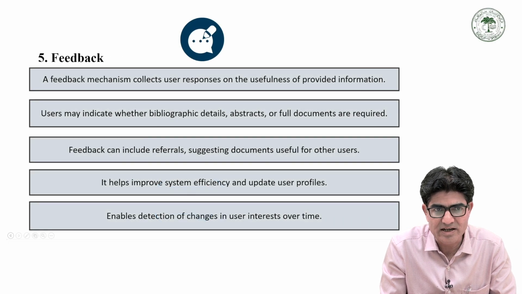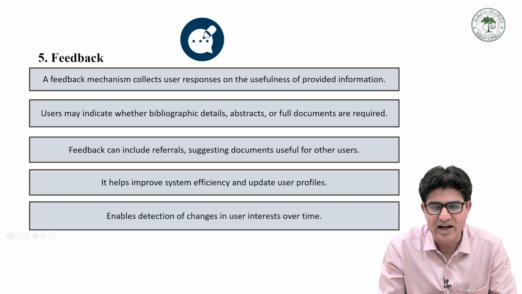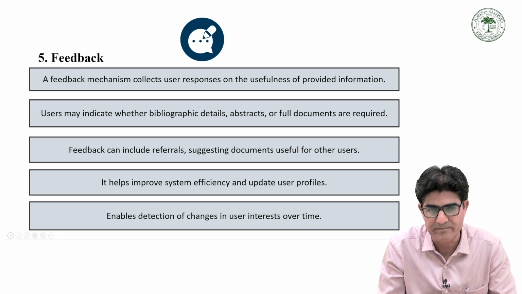So the last component is the feedback. That is very important. A feedback mechanism is to collect the user's response on the usefulness of the information which is provided. The user may indicate whether bibliographic details, abstract or full documents are required. Feedback can include referral, suggesting documents useful for other users, and it also helps to improve system efficiency and update the user profile. And finally, it enables detection of changes in user interest over time.